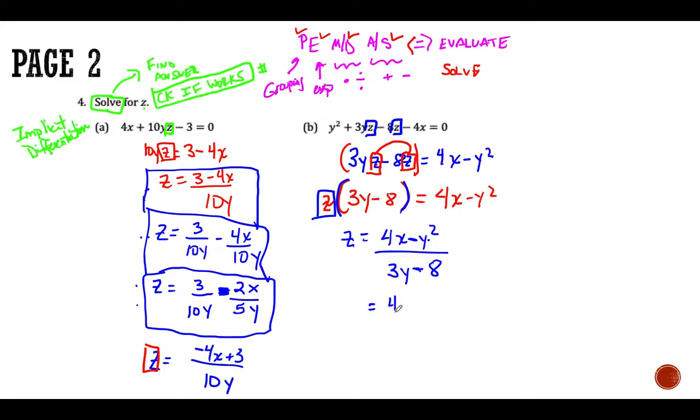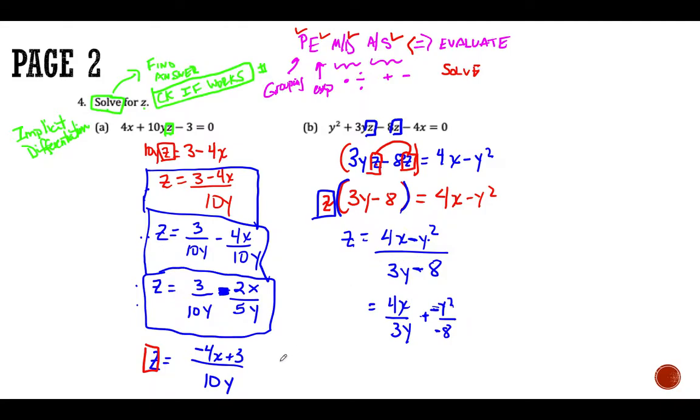I could write this as 4x over 3y, right? And minus y squared over 8, plus negative y squared over negative 8. Right? So there's a whole bunch of different ways I can do this.